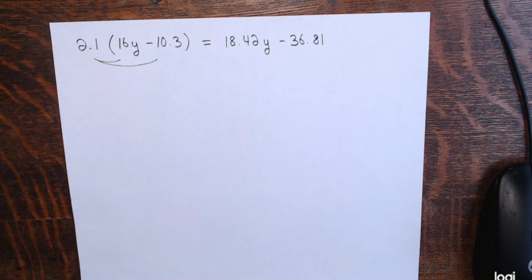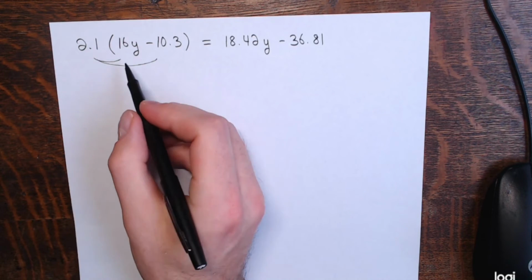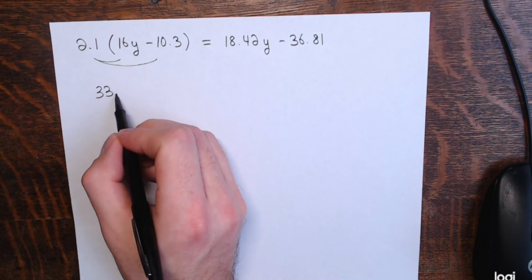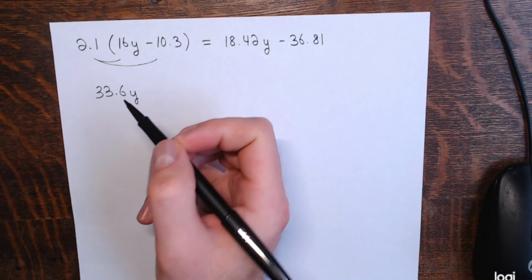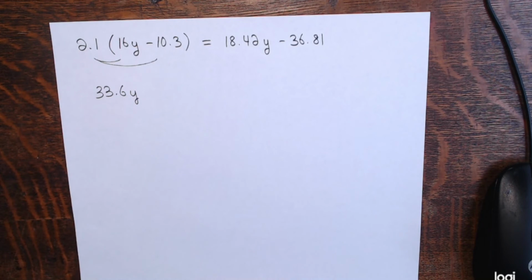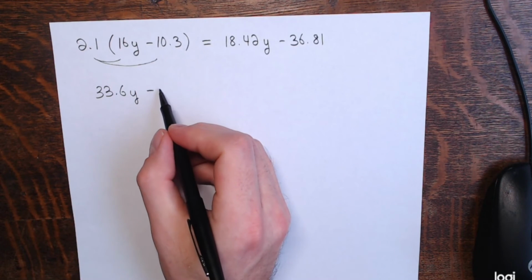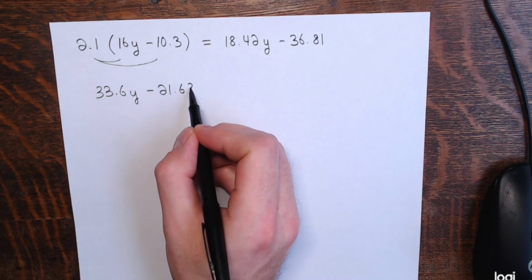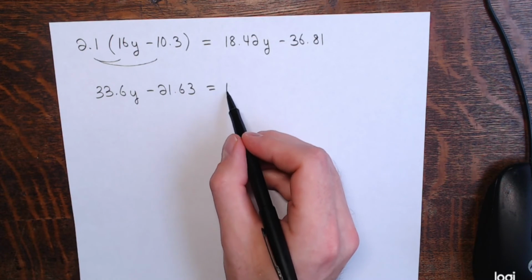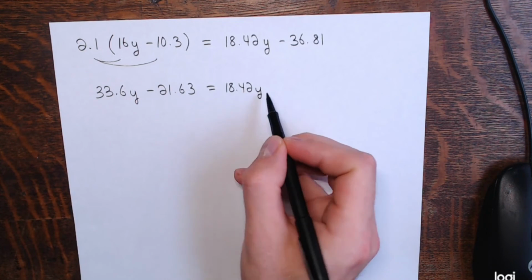Now I'm just doing this in a calculator in my hand off to the side. 2.1 times 16 is 33.6 times y, and then 2.1 times 10.3, we have minus 21.63. Okay, equals 18.42y minus 36.81.